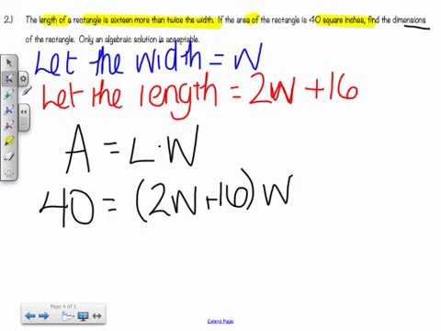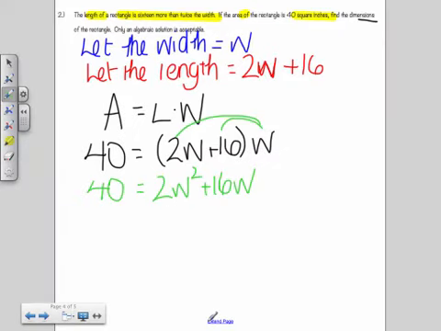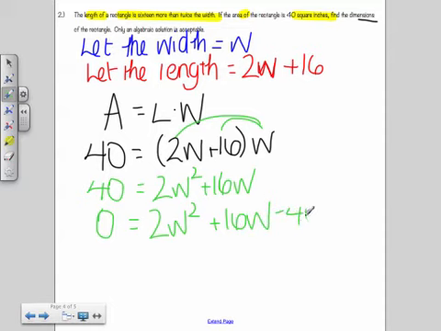So now all I have to do is go through and distribute this W to everybody. So I end up getting 40 equals 2W squared plus 16W. Now what I need to do is get everything on one side. So I'm going to subtract this 40 from both sides right here. So I end up getting 0 equals 2W squared plus 16W minus 40.